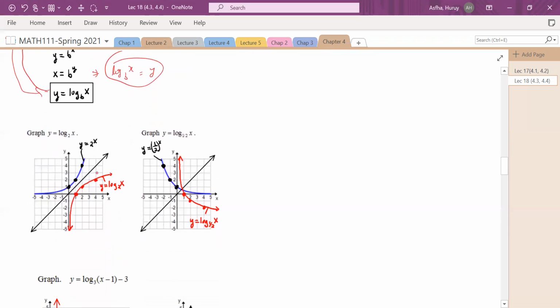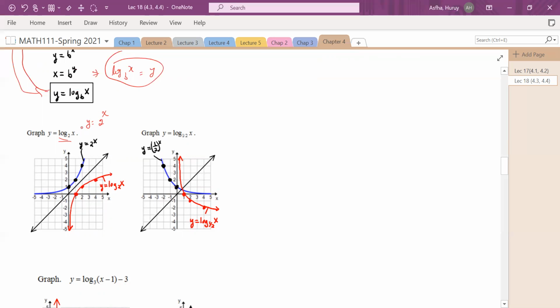Now, if we have y equals log of x to the base b, this is an inverse of, for example, y equals 2 to the power of x.